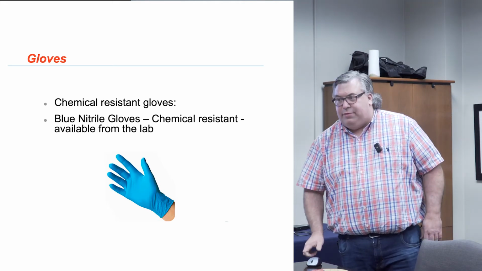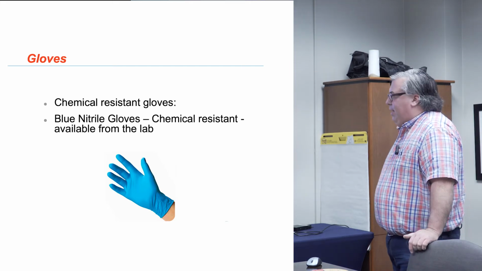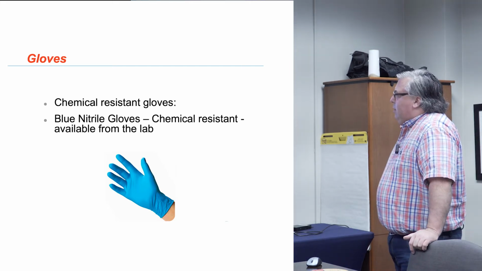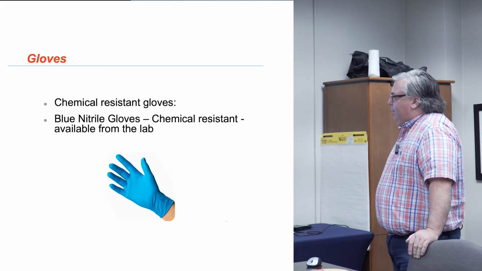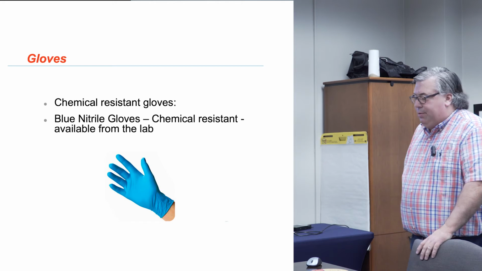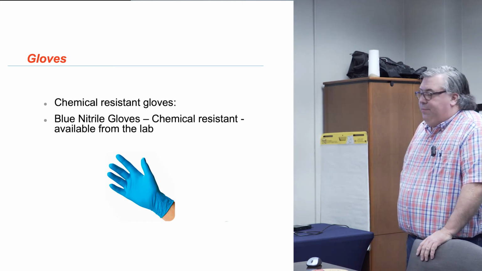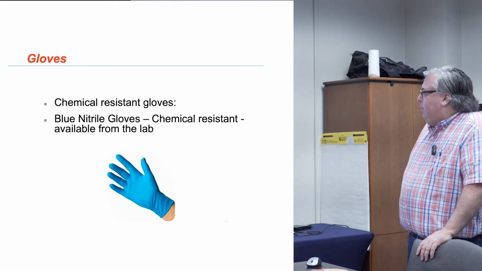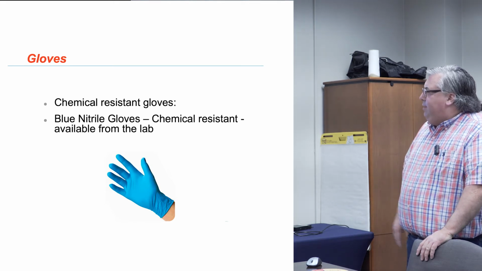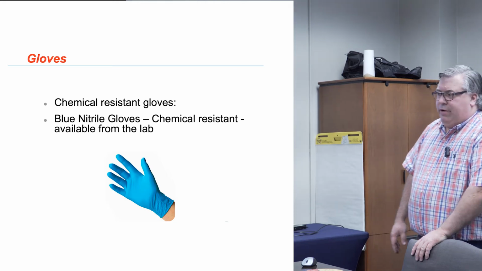Gloves. Gloves are another very important thing at a place like Cooperative Plating where we use a lot of chemicals. You'll see a number of gloves that we have here. I'm going to go through the most common. These blue gloves pictured are nitrile gloves. They're really nice and chemical resistant. They're available from the lab. I believe they're also in the blue room for your use.